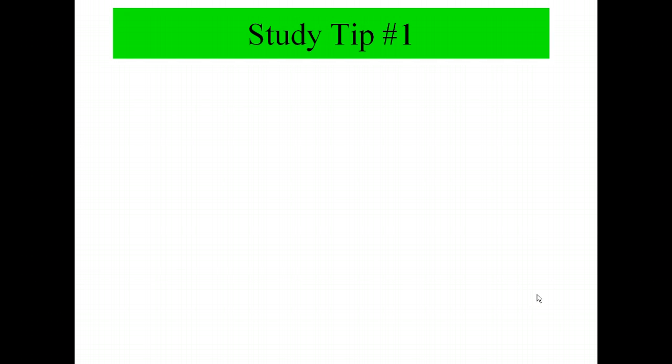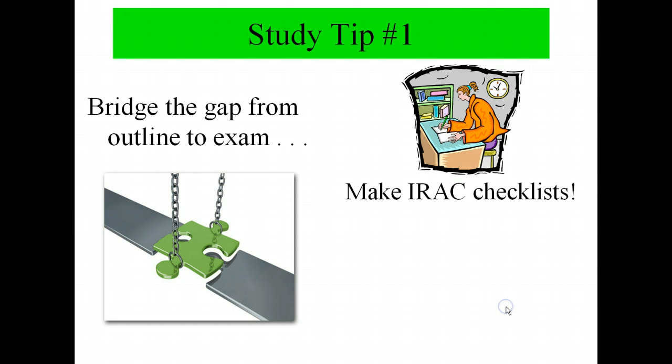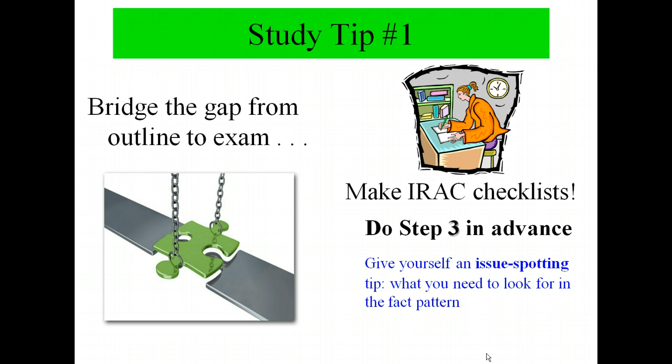Okay, a couple of study tips. First, to bridge the gap from your outline to the exam, I suggest you make IRAC checklists. In other words, get yourself ready to do step 3 in advance. You should give yourself an issue spotting tip. Again, ask yourself what you need to look for in the fact pattern. Write it down as an issue spotting tip in either your outline or your checklist.